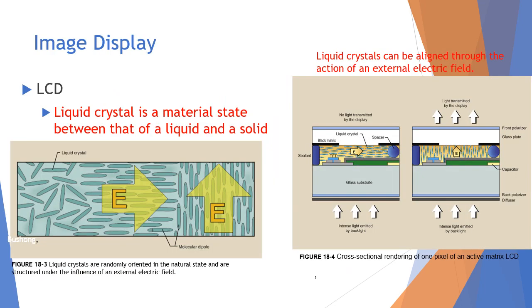Now the image display is where we have the LCD, liquid crystal display. Liquid crystal is a material state between that of a liquid and a solid. In the picture on the left-hand side, the liquid crystals are randomly oriented on the left, and then they're structured under the influence of an external electric field on the right. So the liquid crystals can be aligned by the action of an external electric field. It's showing that the same thing happens in the picture on the right-hand side, where they're all facing to the right, and they all then turn straight up.